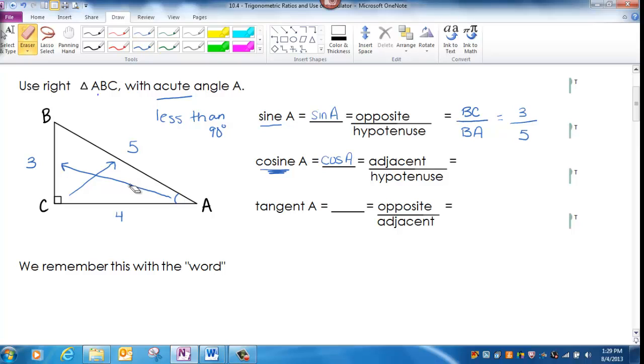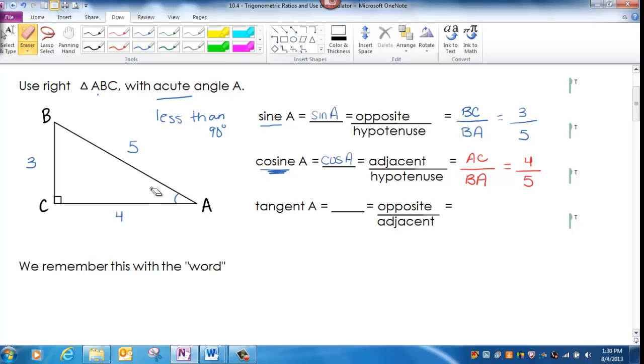Now in this case, let me erase these arrows here. We're first going to look at the side that's adjacent to angle A. So adjacent, remember, is right next to it. So the side that's right next to it is side AC. And then the hypotenuse, again, is side BA. Then using the numbers, side AC is 4 units long. The hypotenuse, side BA, is 5 units long. So the ratio is 4 over 5.